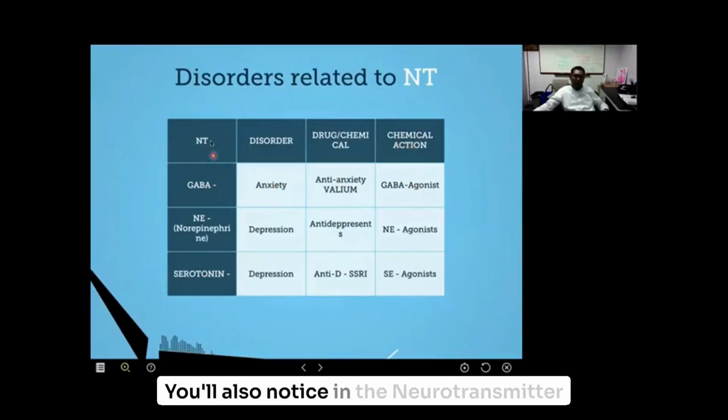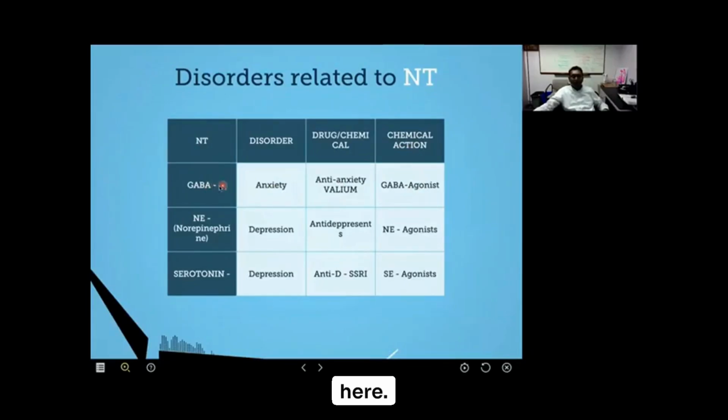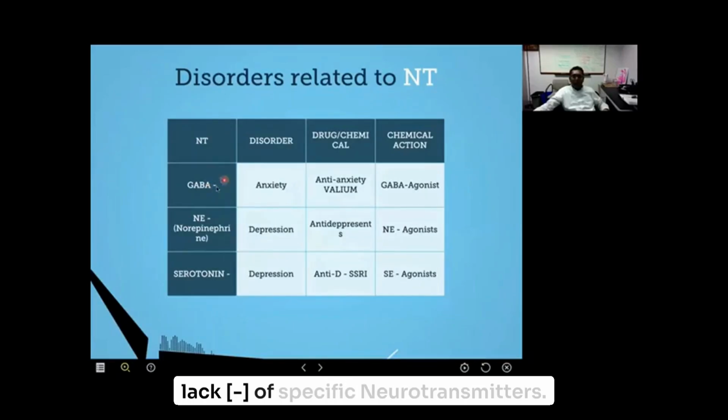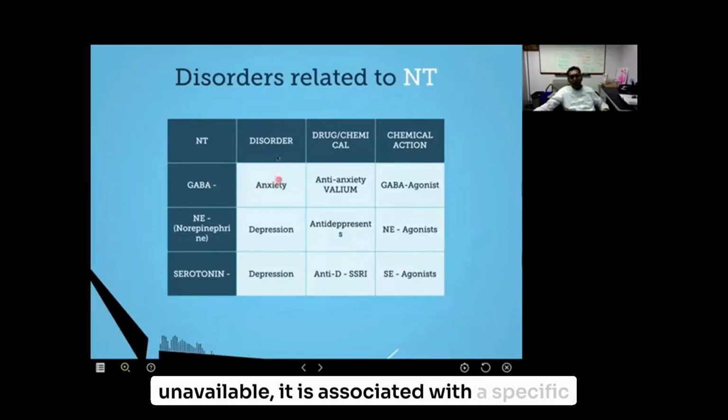You'll also notice in the neurotransmitter column that there is a negative sign here. And in the next slide or so, you'll see a positive sign. These signs indicate the abundance or lack of specific neurotransmitters. A negative sign means that if a particular neurotransmitter is deficient or unavailable, it is associated with a specific disorder. Okay, I hope the organization of the table makes sense.